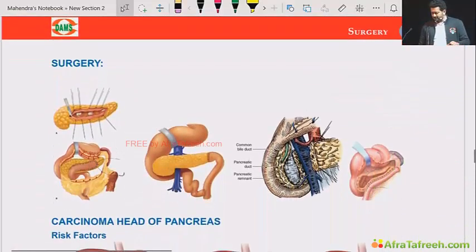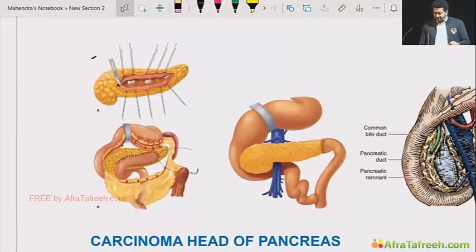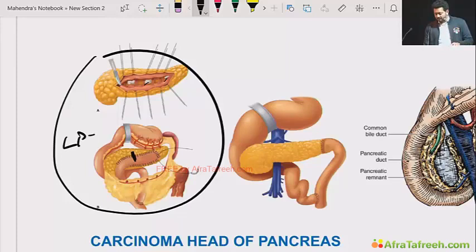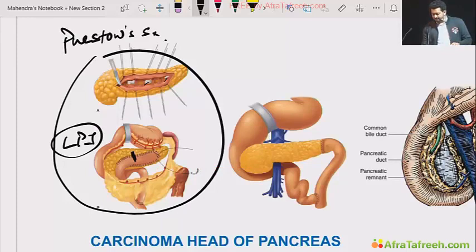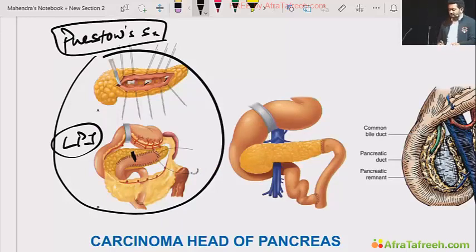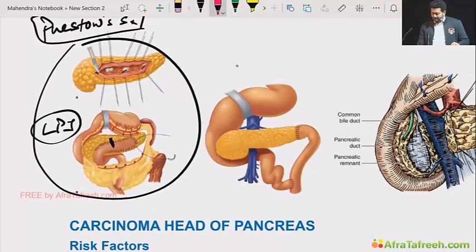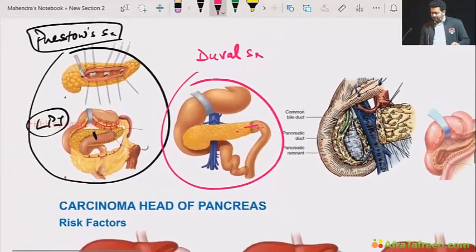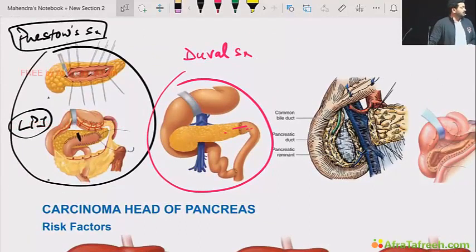So these are the surgeries. Again, an important exam question. Tell me, what is this surgery? You will give a longitudinal incision in the pancreas, remove the stones and do a side-to-side pancreaticojejunostomy, or you can say longitudinal pancreaticojejunostomy. Name of surgery: modified Puestow surgery. LPJ is modified Puestow surgery. What is this surgery, where you just cut the tail of the pancreas and do the end-to-end pancreaticojejunostomy? Duval surgery. So these two are the drainage procedures, Puestow and Duval are the drainage procedures.